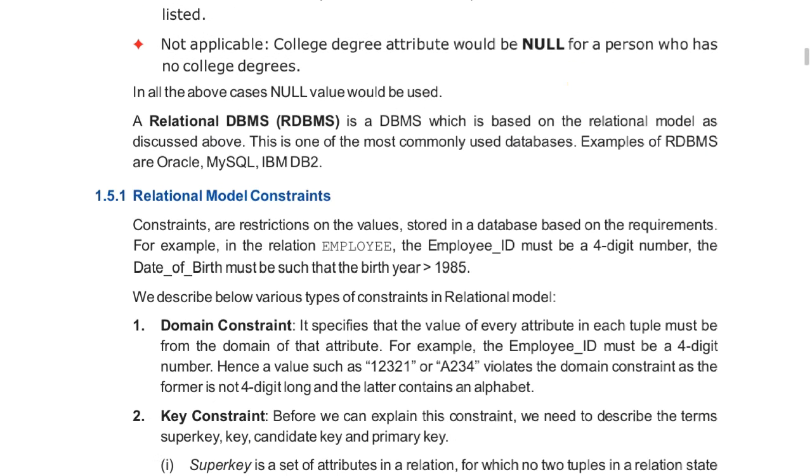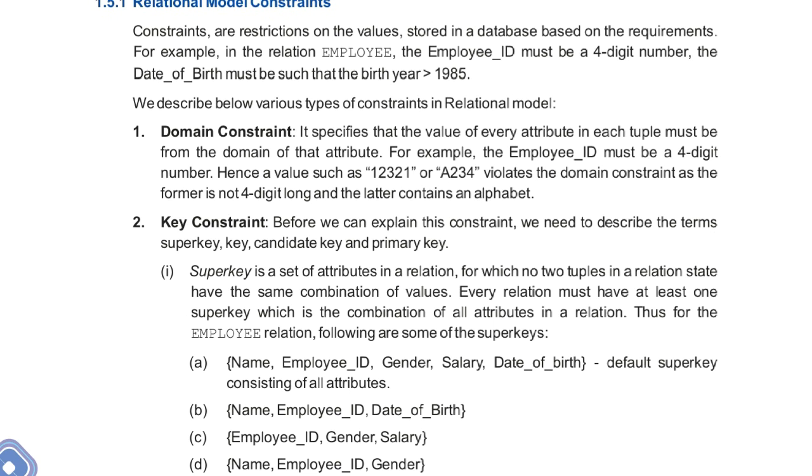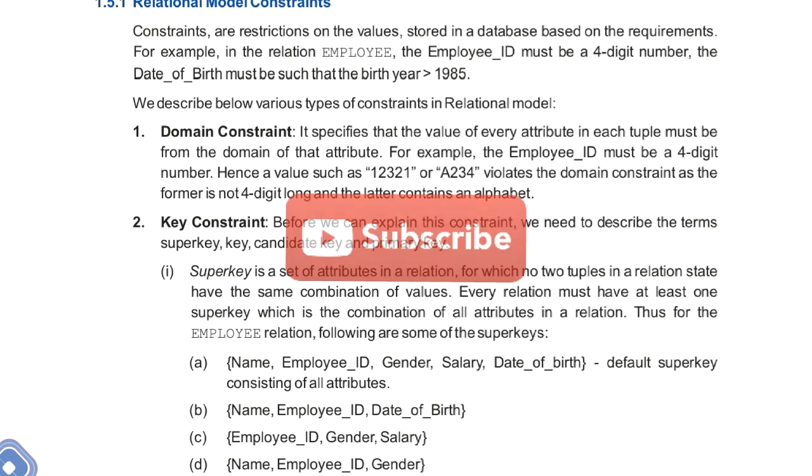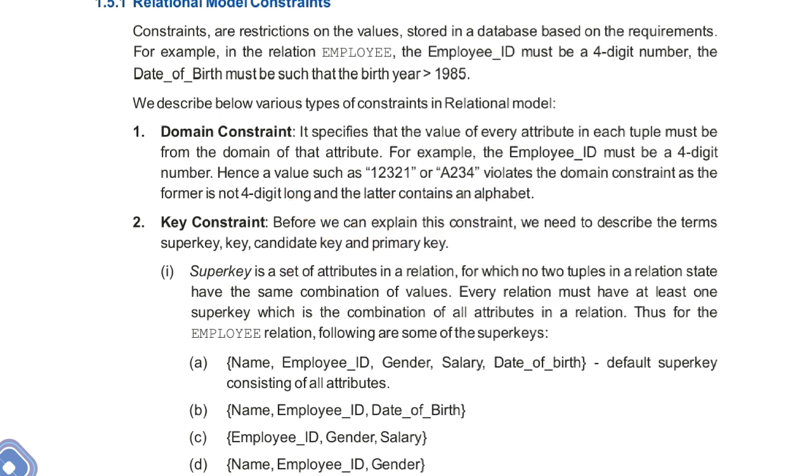Now we will discuss how many constraints there are. So firstly is domain constraint. Okay, in my previous video I have explained what the domain is. So domain is the data type. Like I have discussed, employee ID must be in the numeric form, it should not be in the alphabetical or character form. Okay, so this is the domain, its data type.